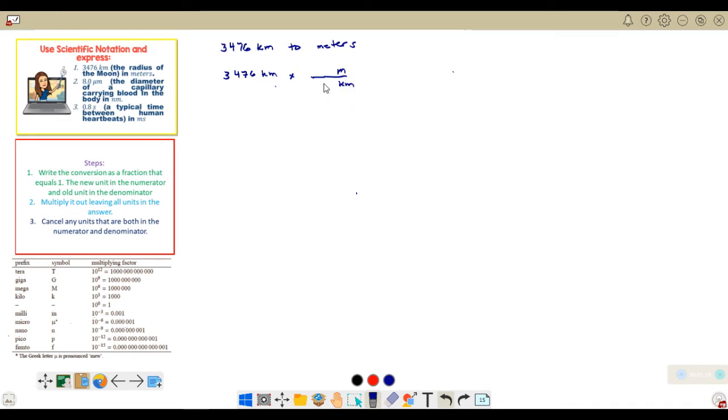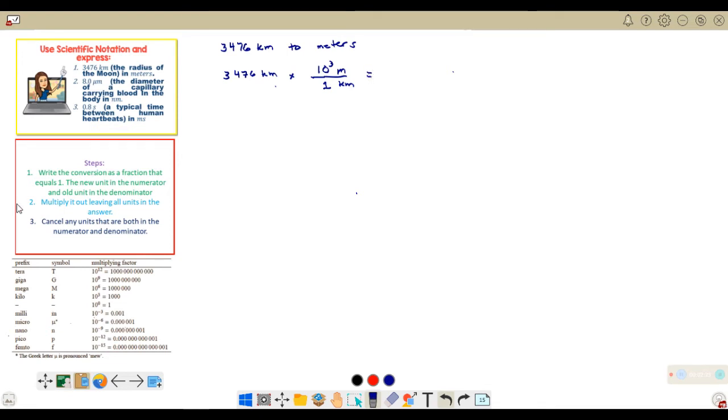Now, how many meters are there in a kilometer? So, according to our table here, so itong may hyphen dito, this is the place for your unit of measurement. In our case, for the length, meter yung ginagamit natin. Converted into kilometer, we have to use the multiplying factor 10 raised to 3. So, we have 10 raised to 3 or 1,000. 10 raised to 3 meters or 1,000 meters is equal to 1 kilometer. That is a factor of 1.